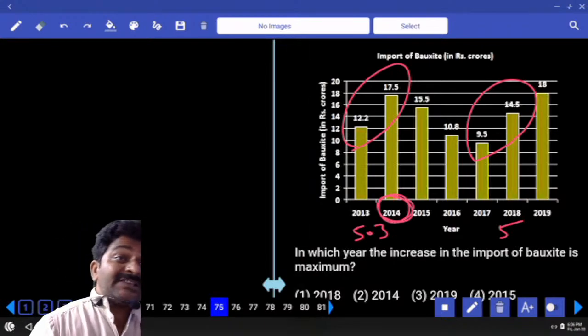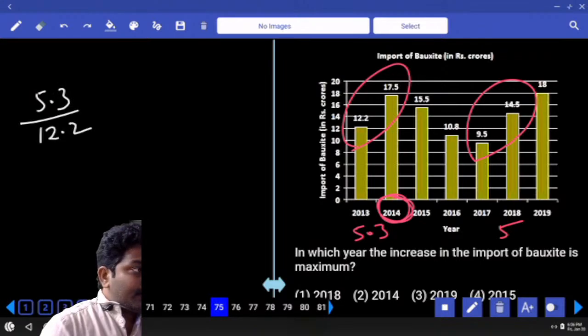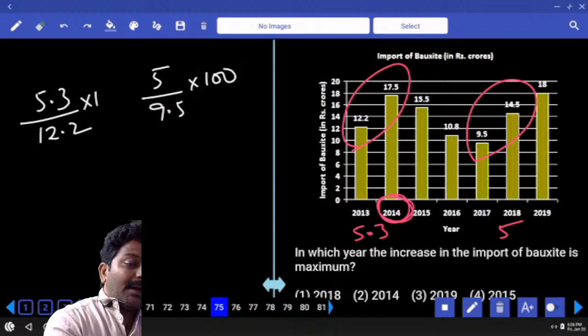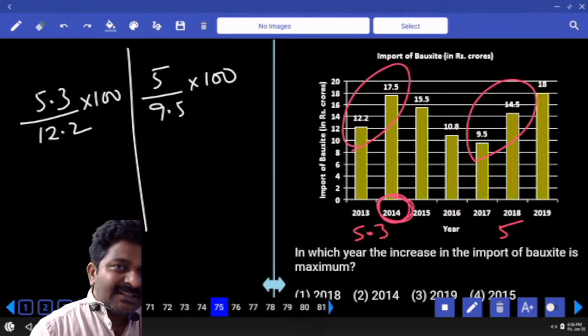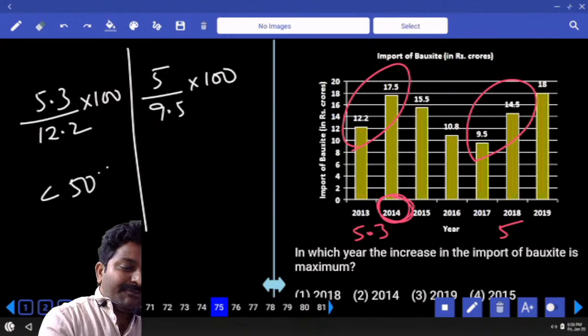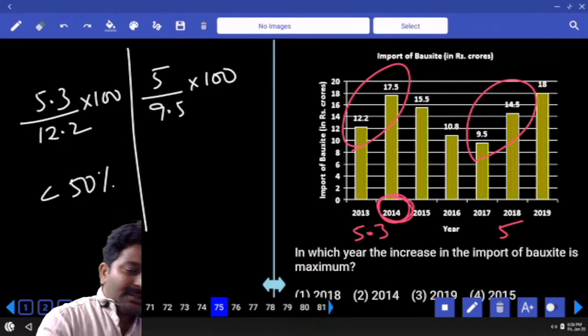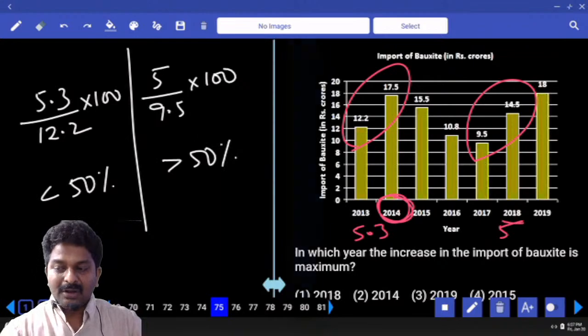In the same question, if it is percentage, 5.3 increase upon 12.2, 5 increase upon 9.5, percentage in the sense into 100 and into 100, correct? What is 50% of the denominator? 6.1. Our numerator is less than that, so I will say this is less than 50%. What is 50% of the denominator? 4.75. Our numerator is more than that, hence the value is more than 50%. In that case, answer would be 2018.